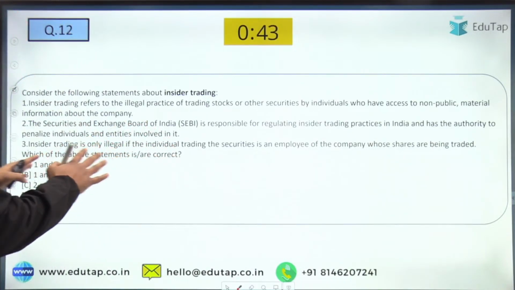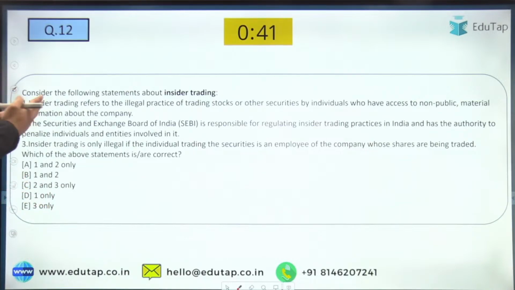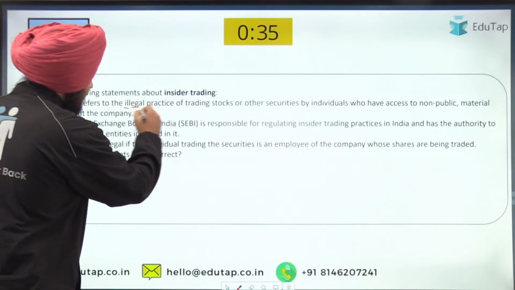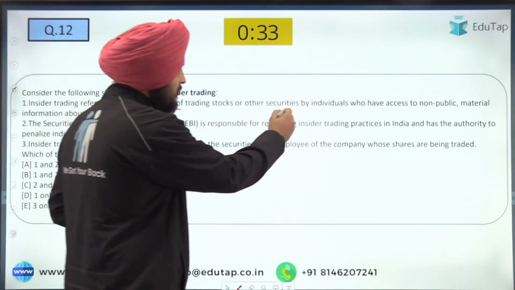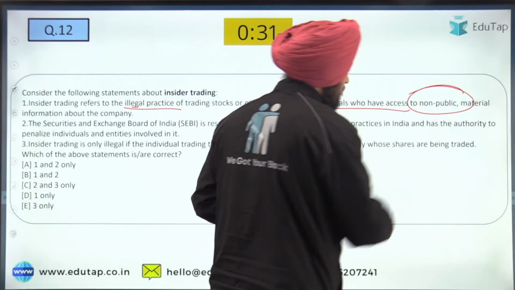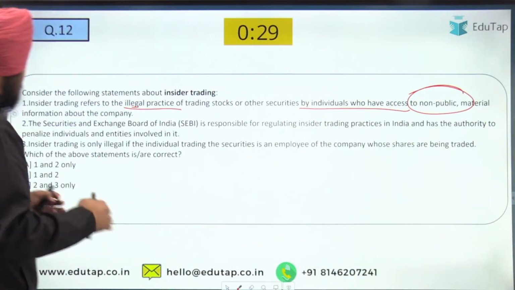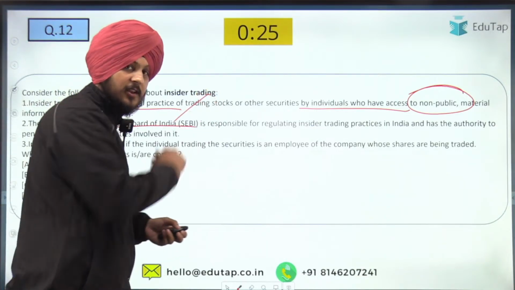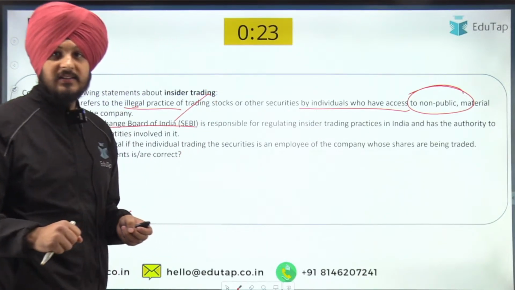Fine. So if you see these options, firstly, it is stating the definition of insider trading, which is, I would say, absolutely correct, because insider trading refers to the illegal practice by individuals who have access to non-public information regarding a certain company. Fine. If we move on to the second point, this is also correct. Yes, SEBI is the entity. It is a regulatory body that regulates insider trading.